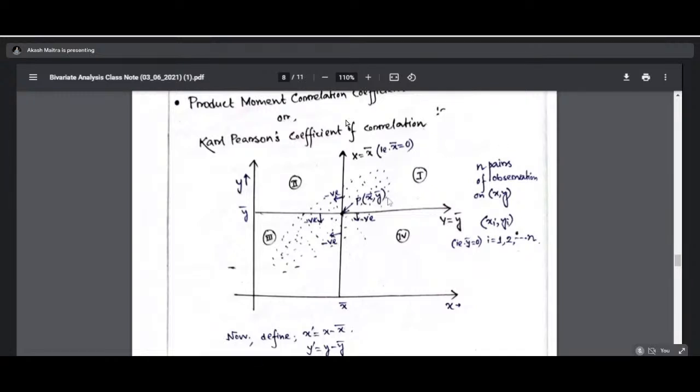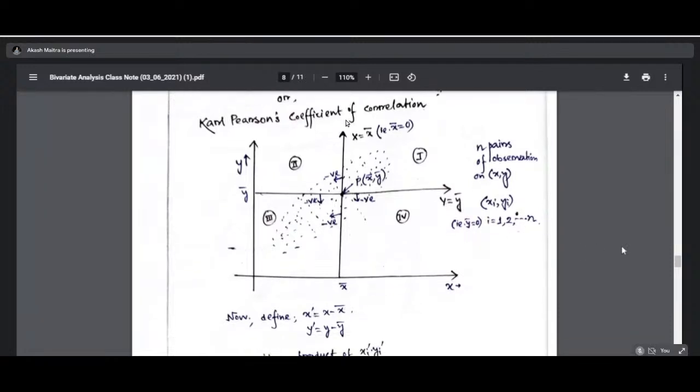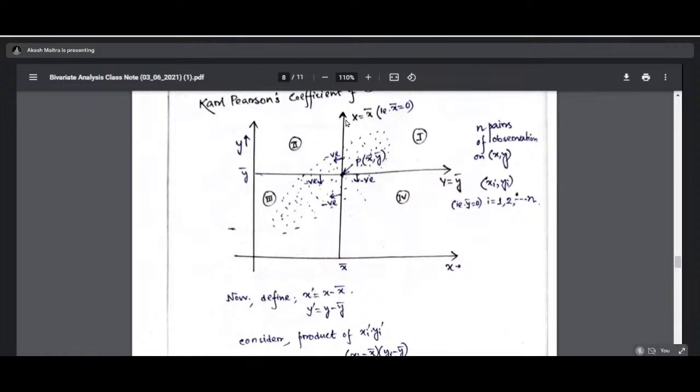So what we are doing is, we have just divided the whole data set into four parts. That is, there is some data in the first quadrant, some in the second, some in the third, and some in the fourth. Now we consider two new variables, x dashed and y dashed. What is x dashed? X dashed is x minus x bar. That is, the data points of x having dispersion from that vertical line. What is the dispersion from x bar?